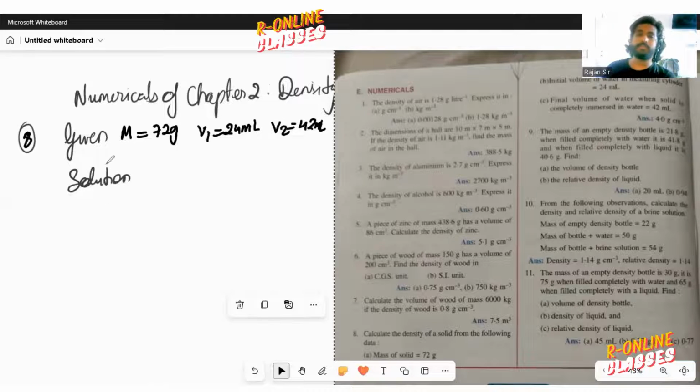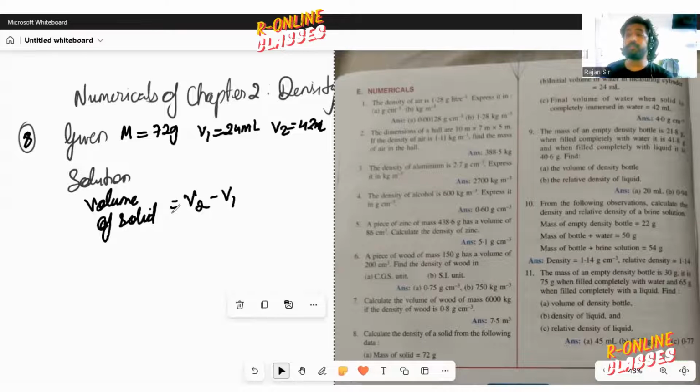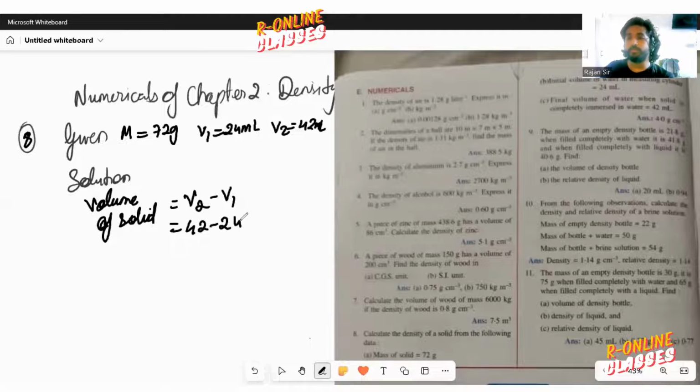Okay, we have to find the density. So let's go for this one. For density, we need a single volume. So in that case, we can find the volume of the solid. We have V2 minus V1, coming from the measurement technique, also called the displacement technique. So we have 42 minus 24, and that comes out to 18 ml.